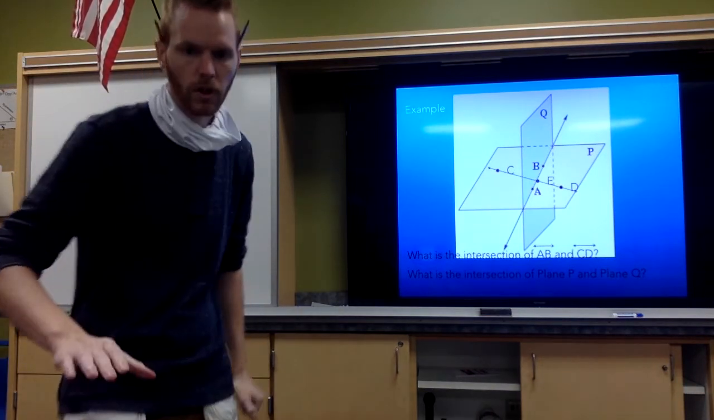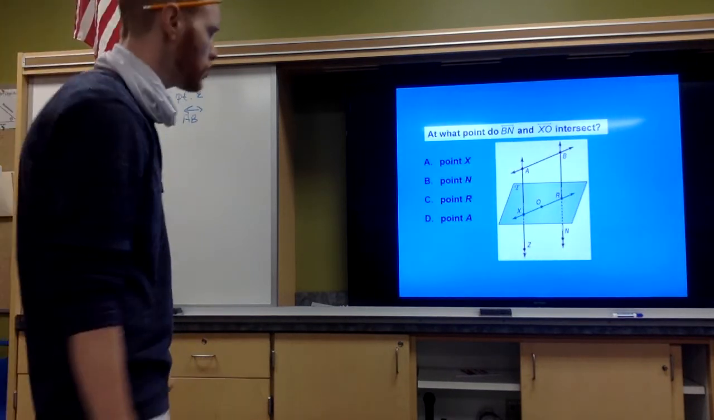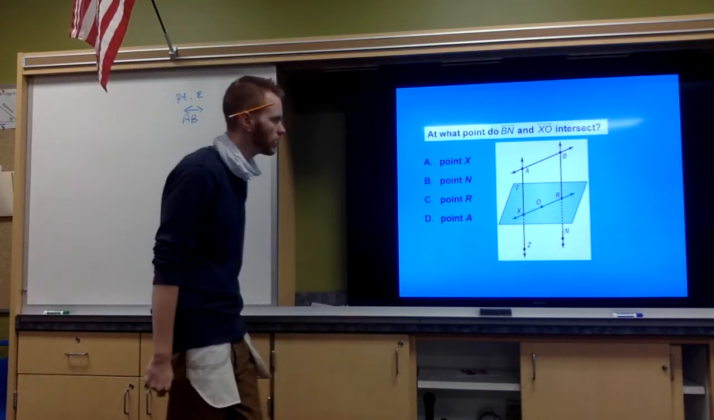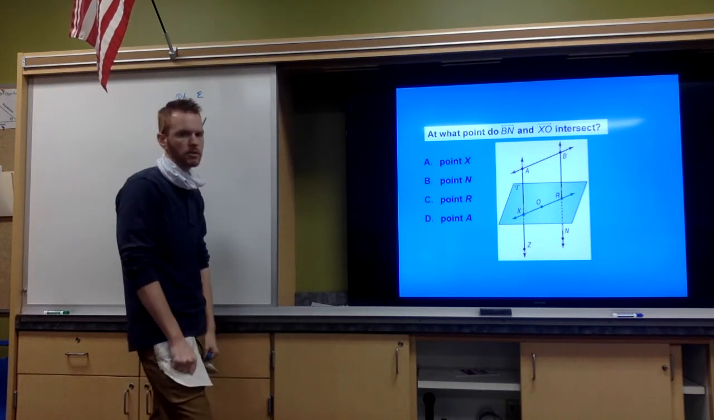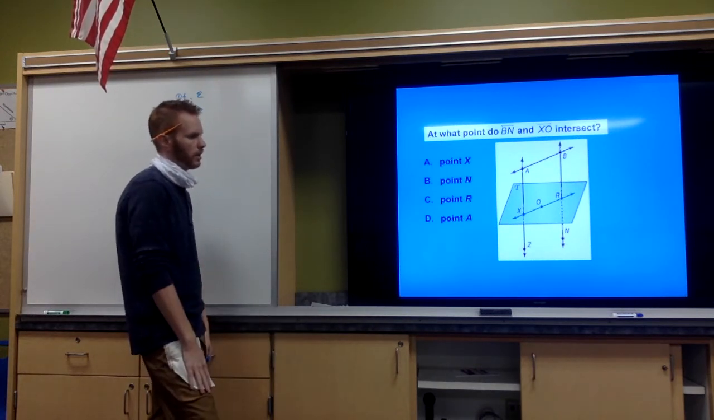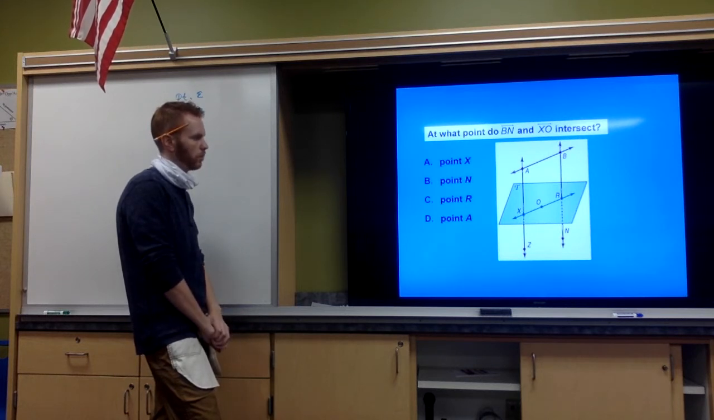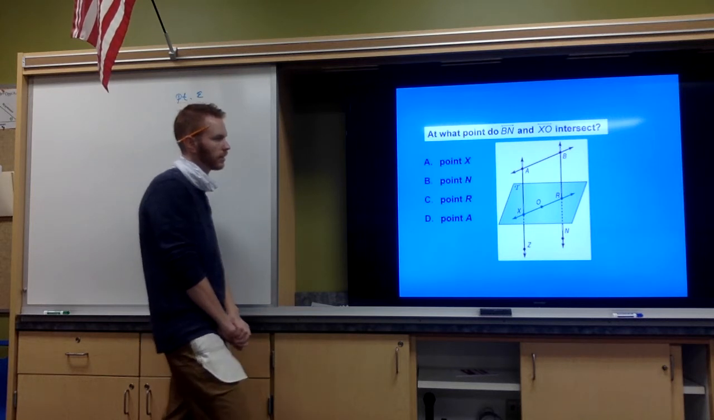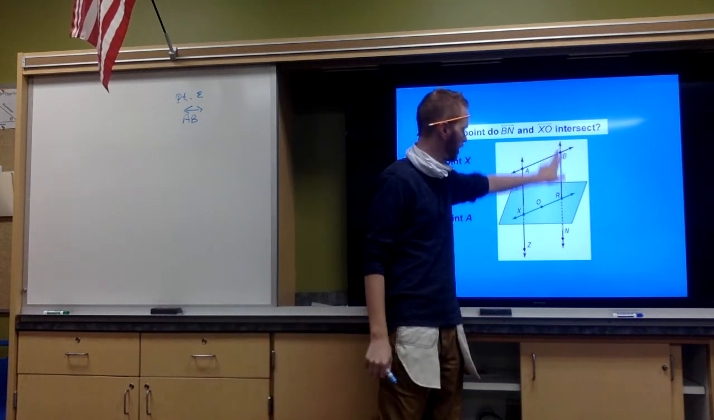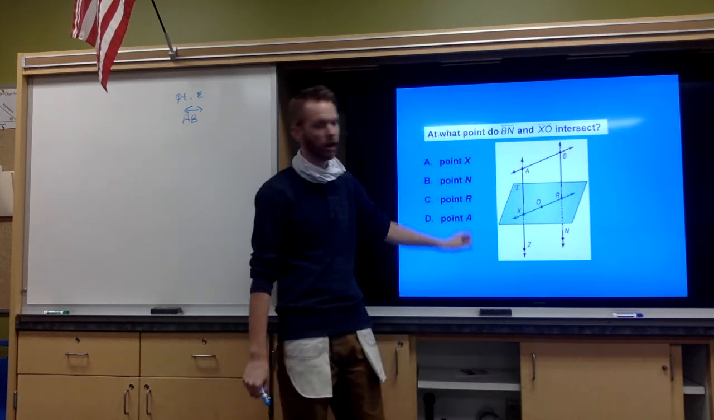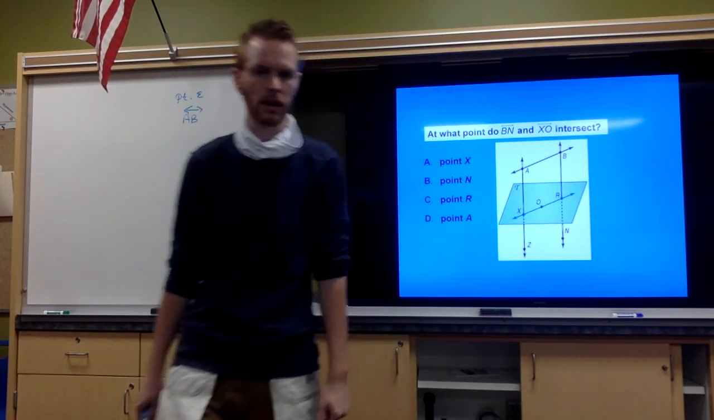Okay. All right. So just a couple of random multiple choice questions, and please pause the video so you can answer them. You don't have to put these in your notes. It's just kind of like a final thing. Line BN and XO, where do they intersect at? Well, if you take a look, BN is here, XO is here, they intersect at point R. C would be the correct answer for that one.